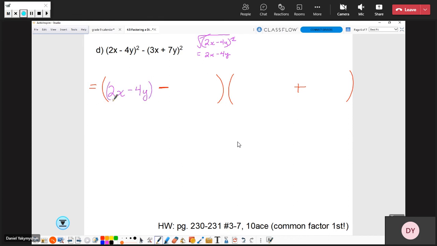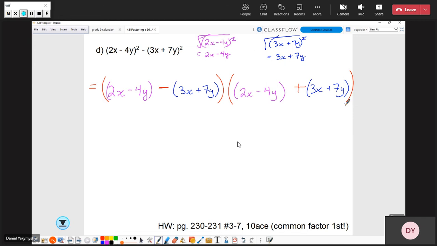That's it. 2x minus 4y here. 2x minus 4y there. Now, the second one, it's bracket 3x plus 7y squared. And if we square root this one, the square root will cancel with the square, and we're left with 3x plus 7y. So this will become our second term. 3x plus 7y and 3x plus 7y.